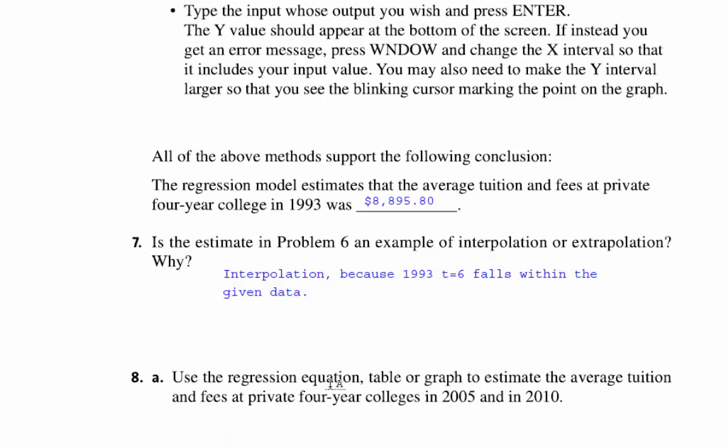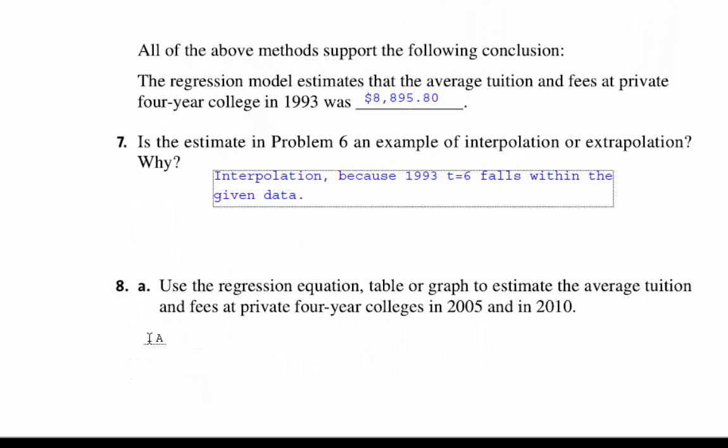Part 8 says use the regression equation, table, or graph to estimate the average tuition in 2005 and 2010. So remember, 2005 is how many years past 1987? So that's 18 years. And if you remember, 2010 looks like that would be 23 years past 1987. So T would be 23. So if I were to use my calculator to answer this, I simply need to figure out what the value for y will be when x is 18 and when x is 23.